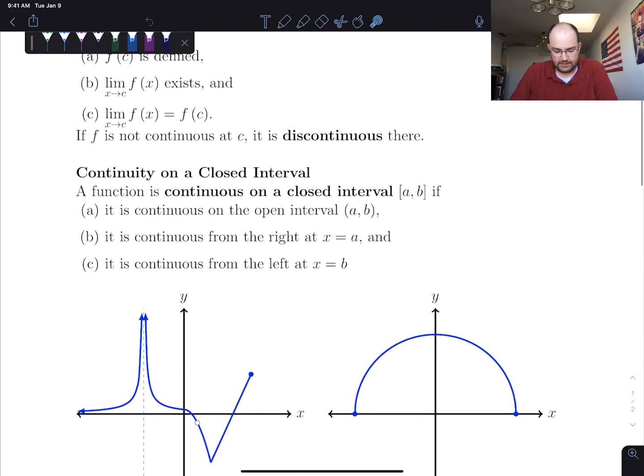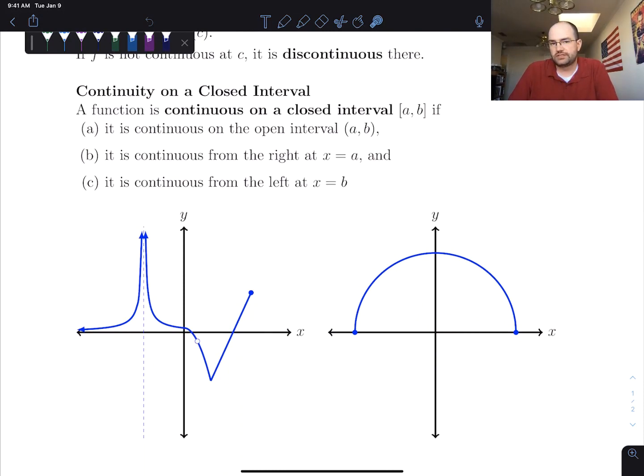Fantastic. Here's the thing though, we don't want to just look at continuity in terms of a single point. We want to look at continuity in terms of intervals. So a function is continuous on a closed interval a to b if it is continuous on the open interval a to b. In other words, this includes the endpoints, this excludes the endpoints. B says it is continuous from the right at x equals a, and it is continuous from the left at x equals b.